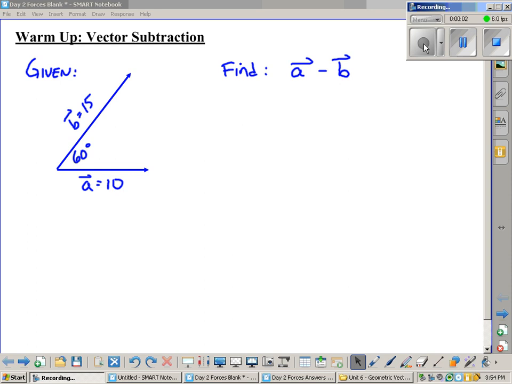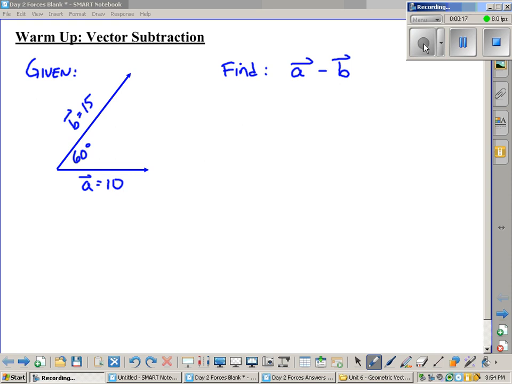Okay, today we're going to do vector subtraction, and we're going to realize that vector subtraction can be considered the same as vector addition. So we're going to cheat a little bit. We have a minus b. We have the two vectors a minus b. There's an angle between them of 60 degrees.